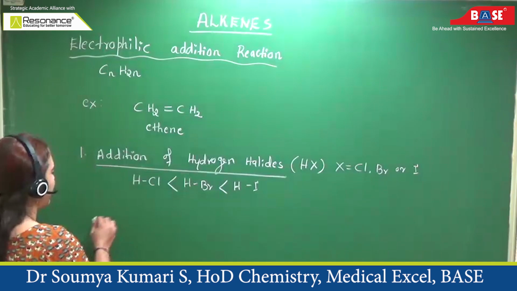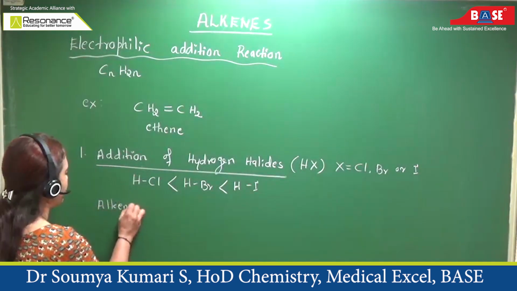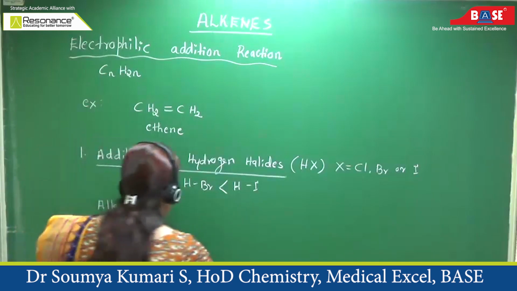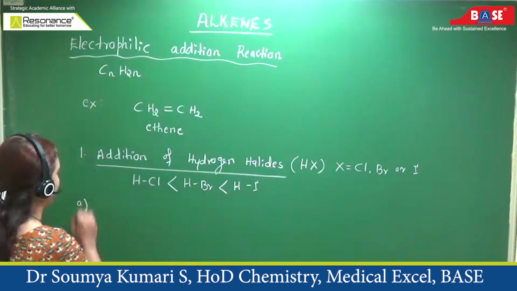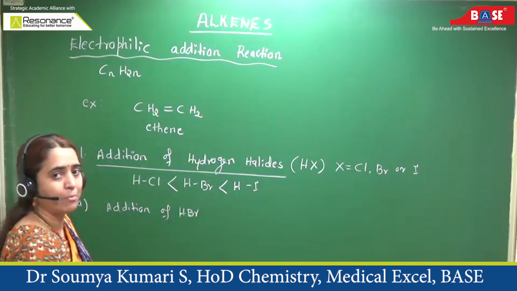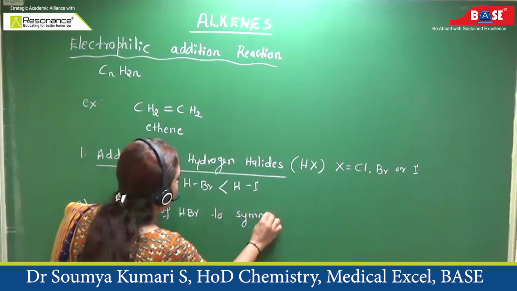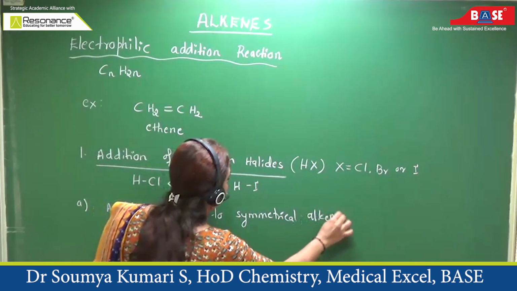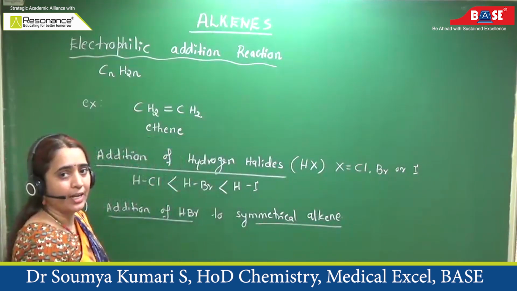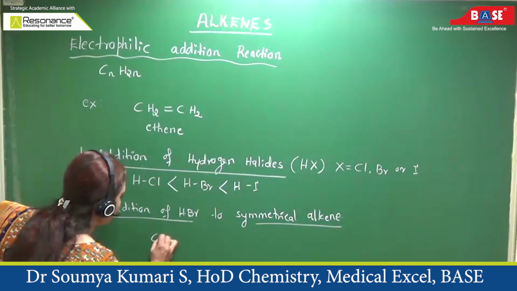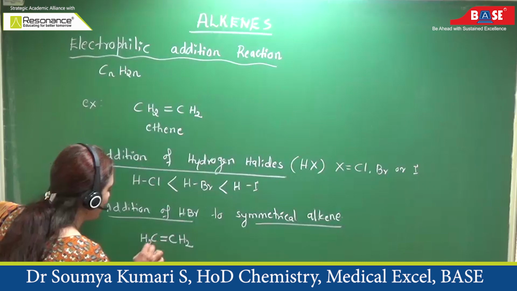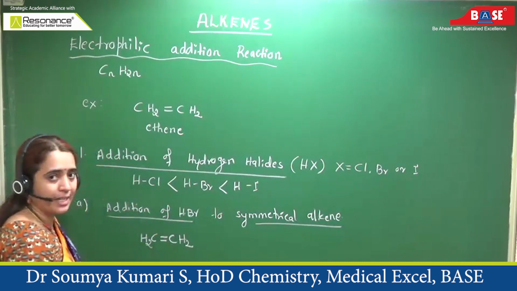Coming to alkenes, alkenes are broadly classified into two types. One is symmetrical alkenes, another is unsymmetrical alkenes. First let us consider addition to symmetrical alkene. I will consider addition of HBr for learning purposes. What is the meaning of symmetrical alkene? We should have similar groups on either side of the double bond. If I consider the carbon to carbon double bond, both the carbons should have similar groups on either side. So this is the simplest example we have for a symmetrical alkene.